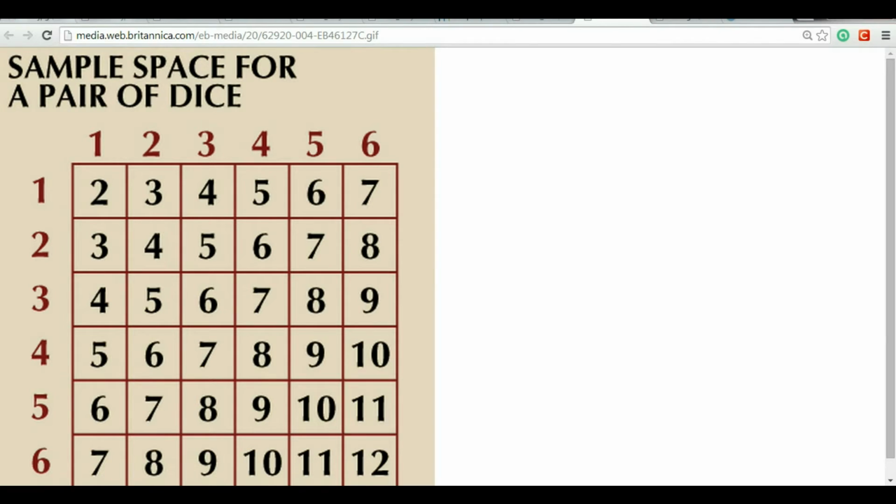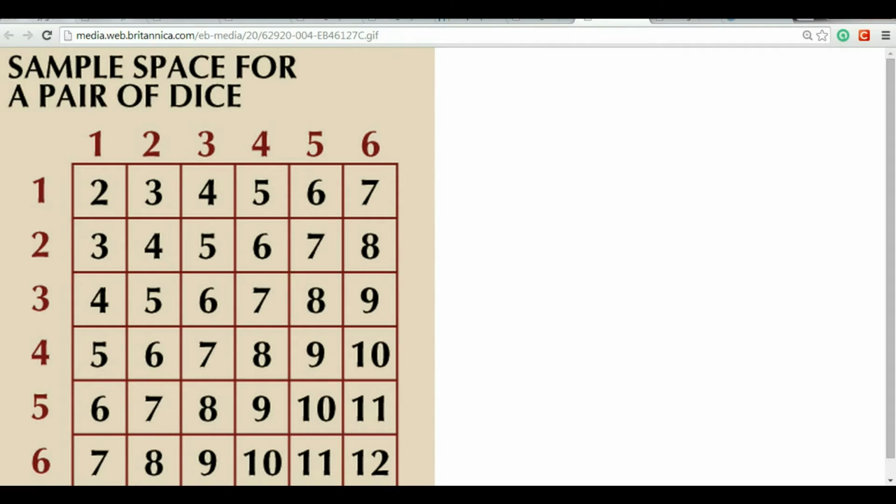Okay. Well, actually, there's 11 different outcomes. You can get a 2 through a 12. There are 36 different ways of getting there. There's only one way of getting a 2, and only one way of getting a 12. You get a 1 and a 1, or a 6 and a 6.